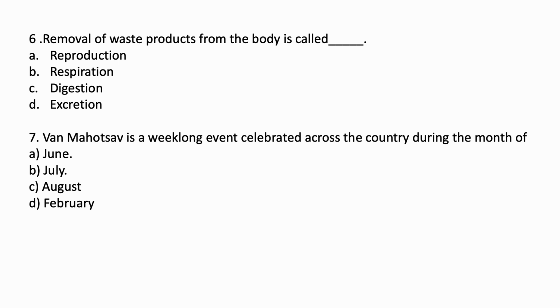Removal of waste products from the body is called option A reproduction, option B respiration, option C digestion, option D excretion. Correct answer is option D excretion. Vana Mahotsav is a week-long event celebrated across the country during the month of June, July, August, February. Correct answer is July.